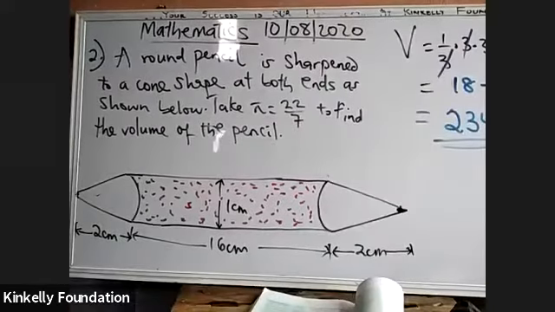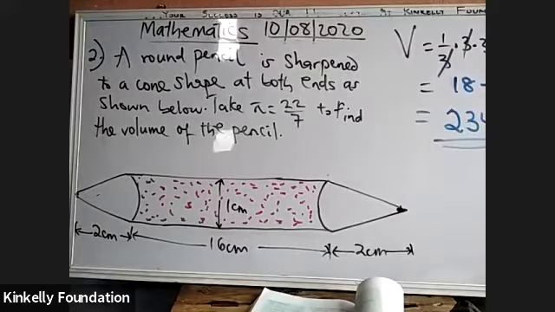Now the second question says, a round pencil is sharpened to a cone shape at both ends as shown below. Take pi equal to 22/7 to find the volume of the pencil. So the diagram has been given. We have to find the volume of this pencil. If these are the sharp points, find the volume of this pencil.